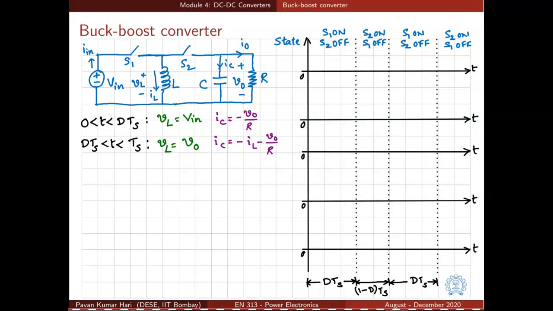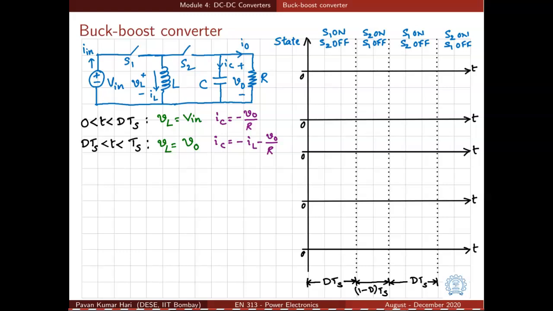Let's take a look at the buck boost converter now. This DC-DC converter also has two switches, S1 and S2, inductor L and capacitor C. The input is V in, a DC voltage source, and the output is the voltage across capacitor VO. R is the load resistance connected.